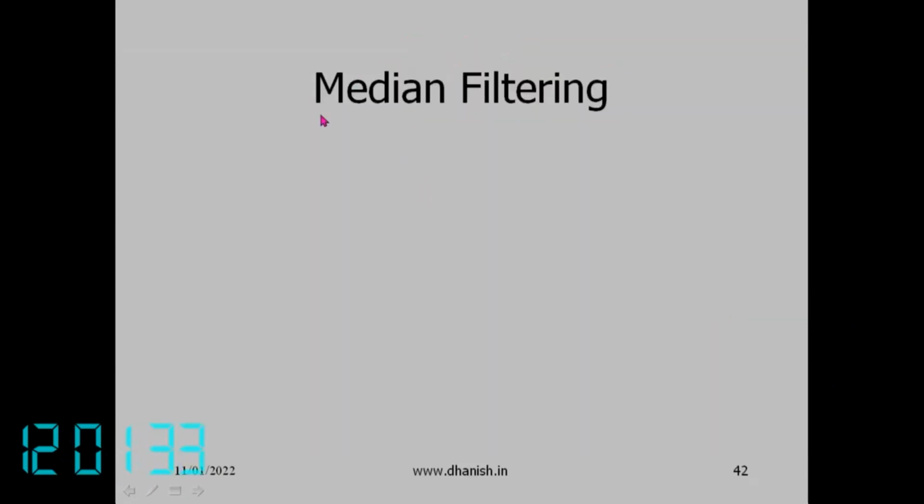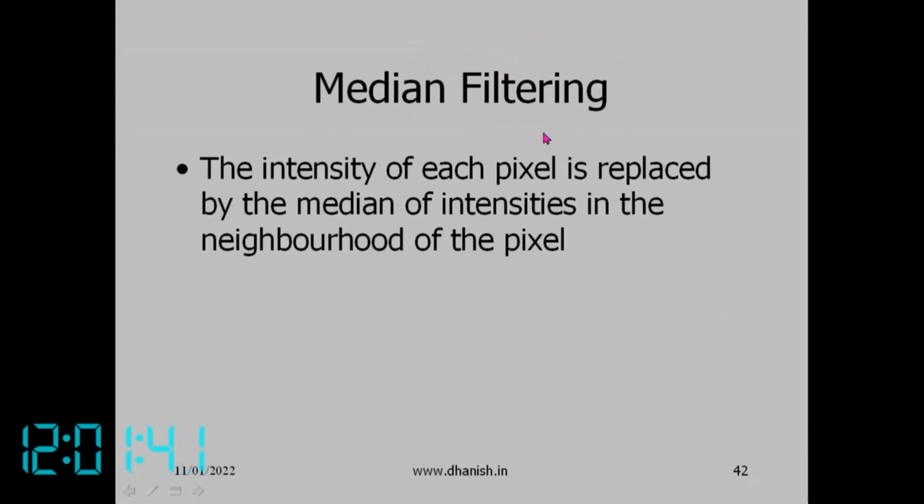So another good method for reducing what is called salt and pepper noise is median filtering. The intensity of each pixel is replaced by the median of the intensities in the neighborhood of the pixel. So what should be the intensity that is replacing it? It depends on the median of the intensities of all the pixels in that neighborhood.